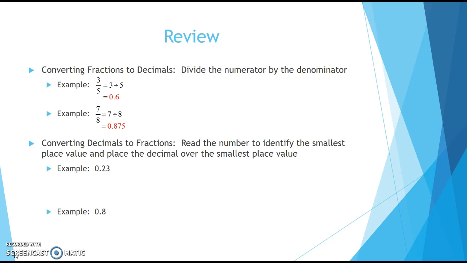Now, reversing, going from decimals to fractions, you read the number to identify the smallest place value and then place the decimal over the smallest place value. For example, 23 hundredths, as it's read, means 23 over 100. 8/10 means 8 over 10, which we can simplify to 4/5. This is stuff that we've talked about before, but if you have any questions, make sure you ask a partner or the teacher.